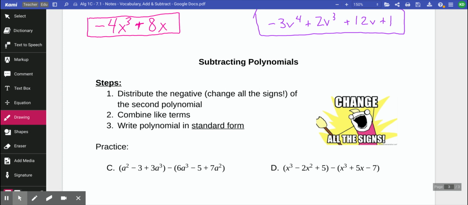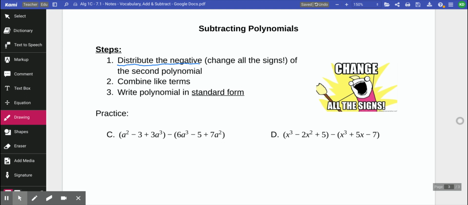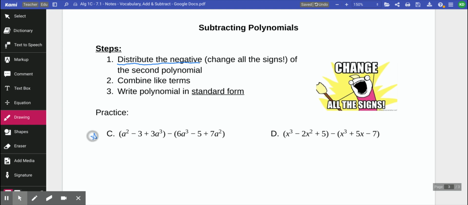So those last two steps are exactly like adding, but we have to deal with this negative sign that we're distributing in for our second polynomial. So let's see what that looks like. So let's look at example C.